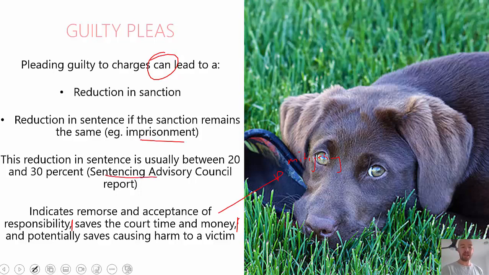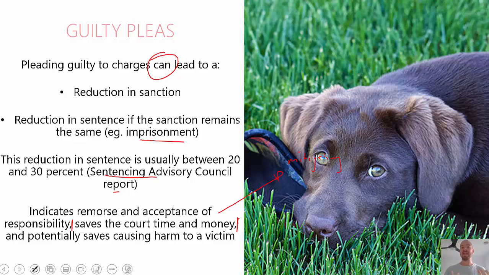Statistics from the Sentencing Advisory Council show that this reduction is usually between 20 and 30%, and they know this because the Sentencing Act has a section that says if someone pleads guilty, the judge has to include in their sentencing report what sanction they would have given if the person pled not guilty. So they have to include, hey, if you went to trial and were found guilty, this is what I would have given you, but this is what I've given you with your guilty plea. And that enables the Sentencing Advisory Council to look at all of those and estimate what that reduction is. And it's usually between 20 and 30%.